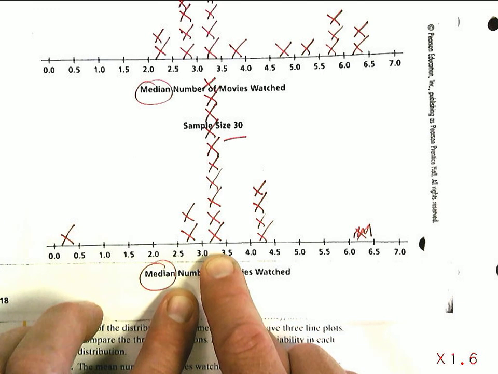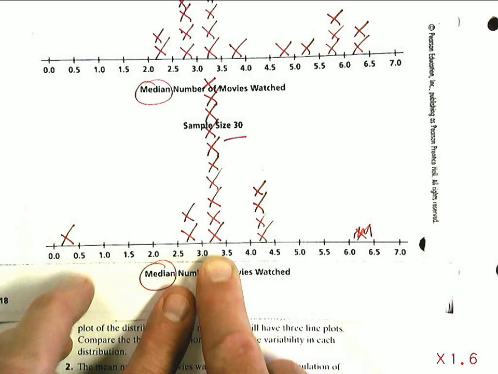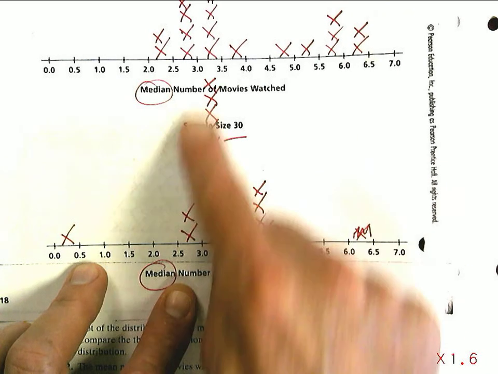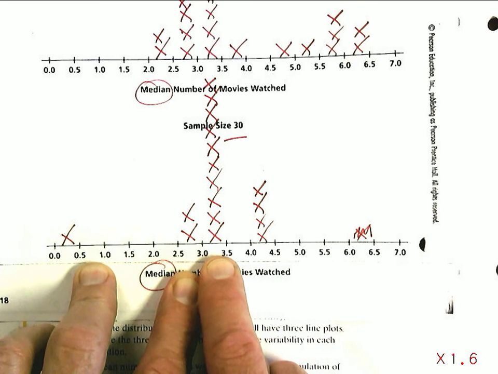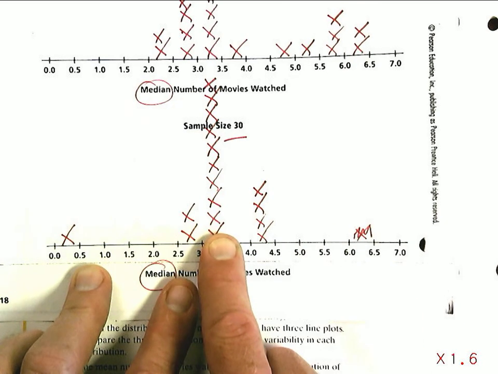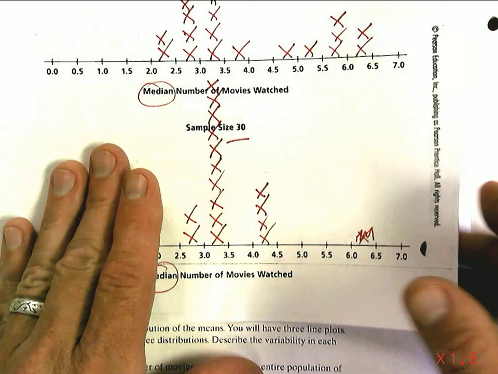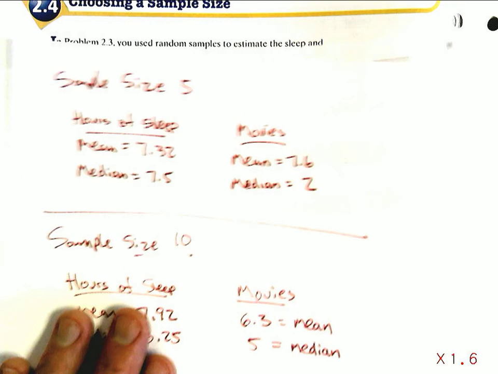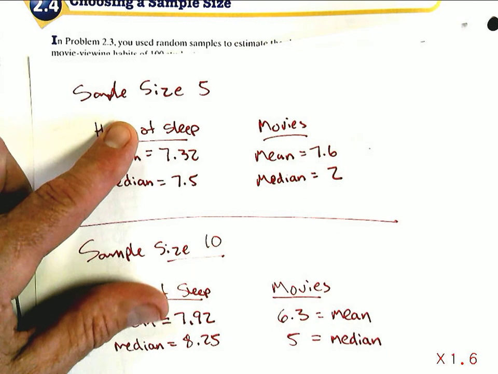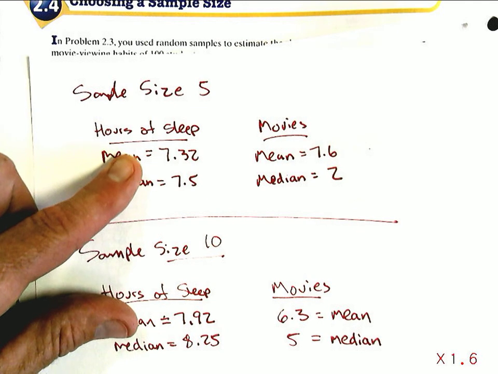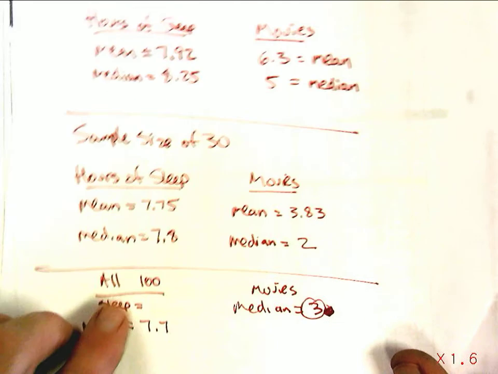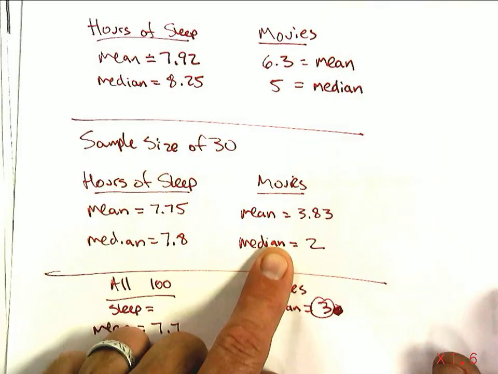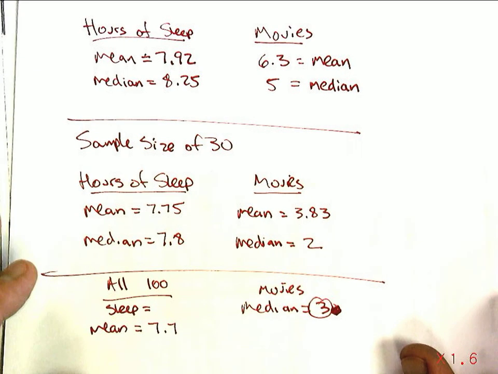And the actual median is 3 for movies watched. So the larger the sample size, the more likely you are to get a number that is actually related to the entire group. So the idea here is that the bigger the sample, the better the results. Even though mine turned out pretty good for a sample size of 5, I just got lucky. My sample size of 5 was actually pretty close to the actual means and medians. Okay. And in some ways my sample size of 30 was not as accurate, but sometimes that can happen.